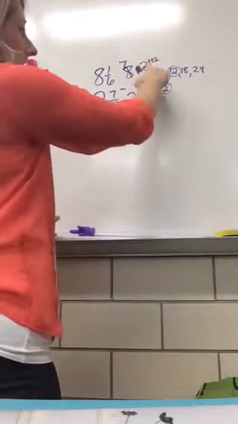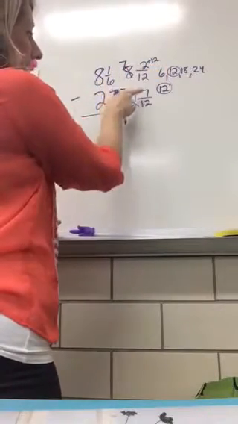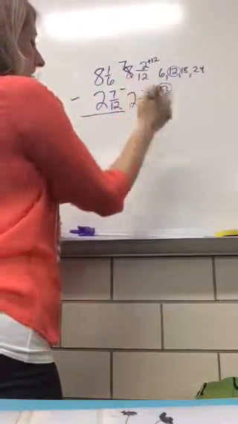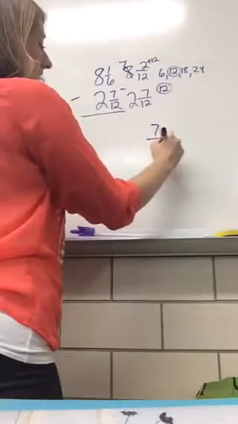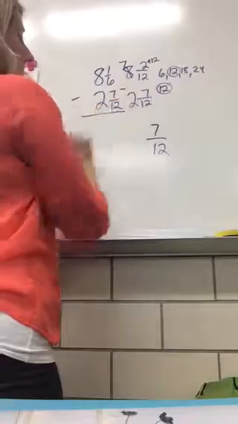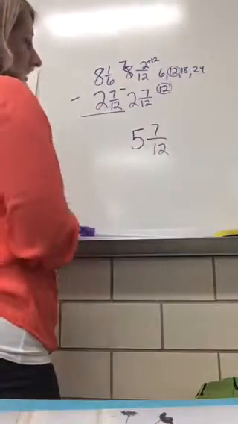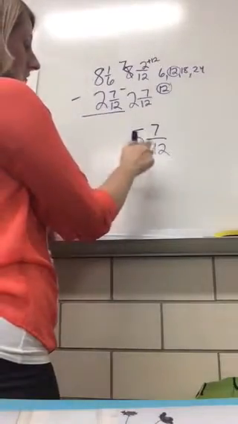Now, knowing that this number is now 14, I can do 14 minus 7. 14 minus 7 is 7/12. My denominator stays the same, and then I can subtract my whole numbers. 7 minus 2 is 5. So my final answer is 5 and 7/12.